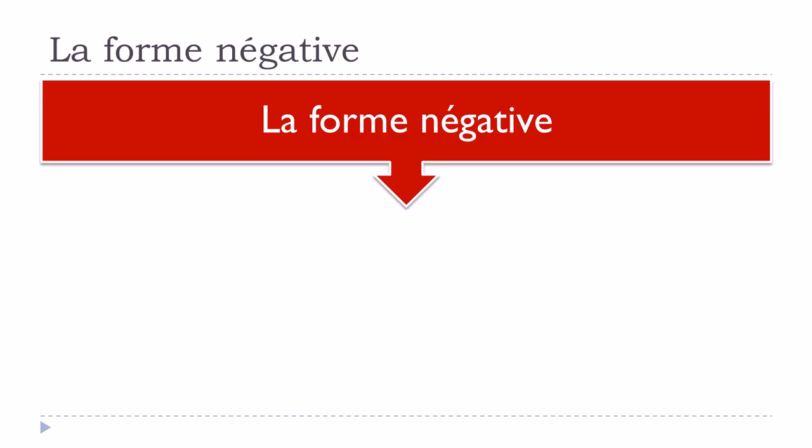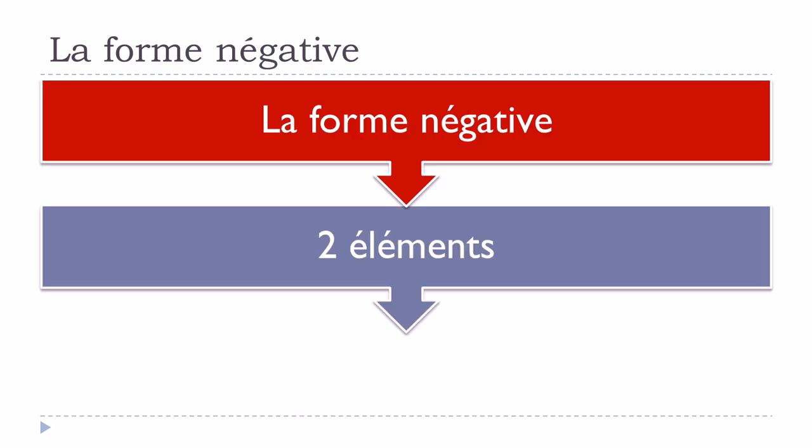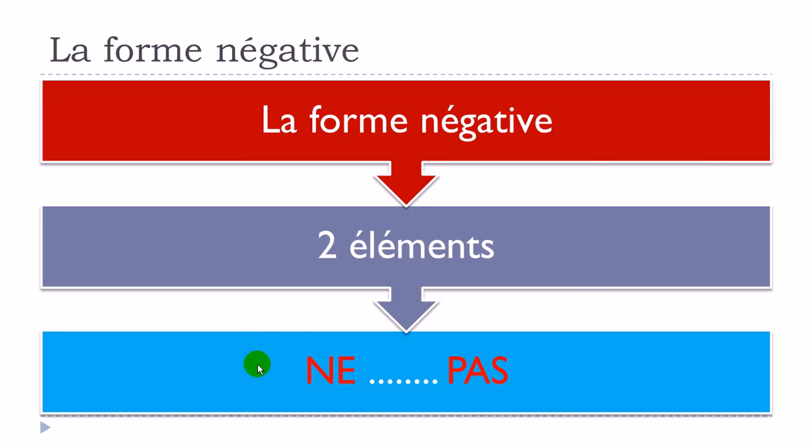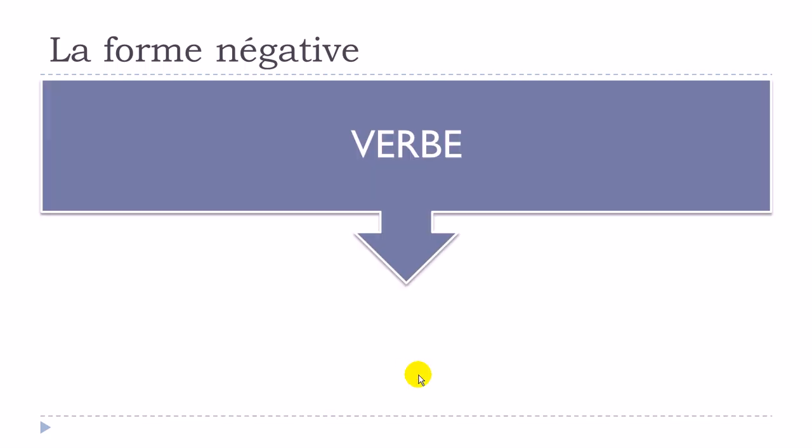La forme négative, so if you remember it, we've got two parts that normally we need to use if we want to put this negative form. The first one is ne, and then you've got pas. Between the two, you should have your verb. Okay, so let's take an example now.